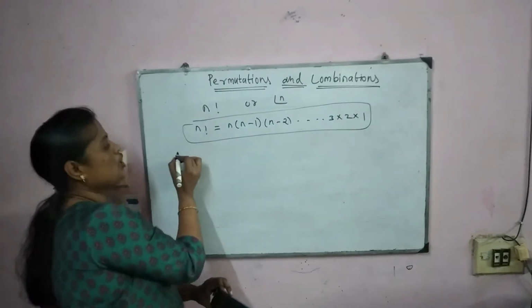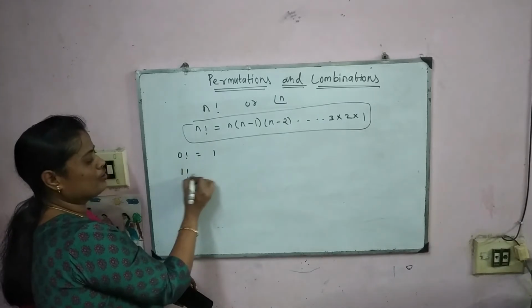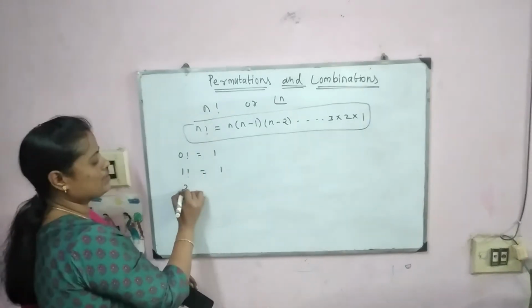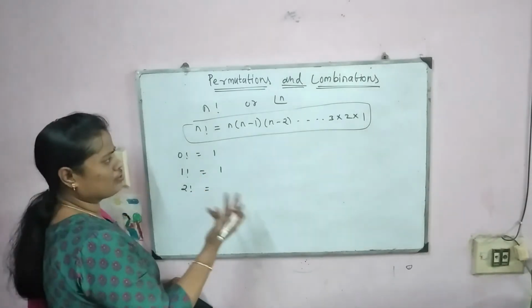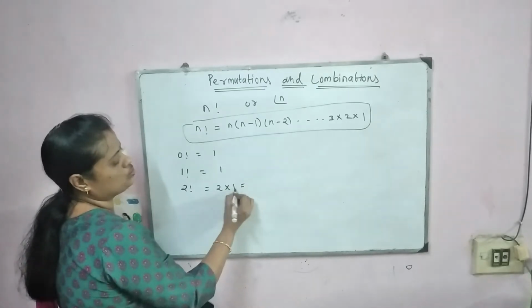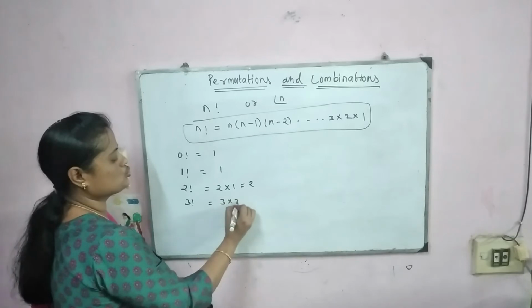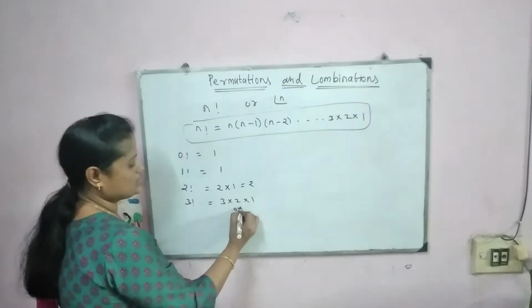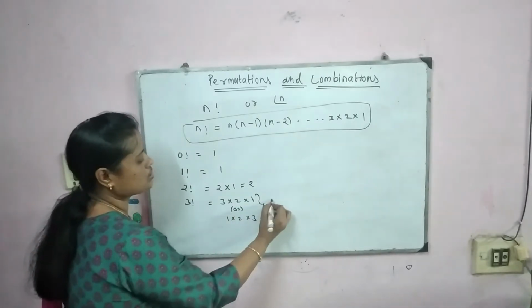Okay, what is the value of 0 factorial? 0 factorial is 1. What is the value of 1 factorial? It is 1. What is the value of 2 factorial? You can go backward or forward, it's your wish, but you write 1 into 2, so 2. Similarly, 3 factorial is 3 into 2 into 1, or else you can write 1 into 2 into 3. Anyway, the answer is 3 twos are 6.